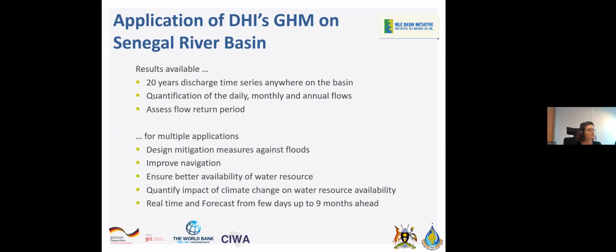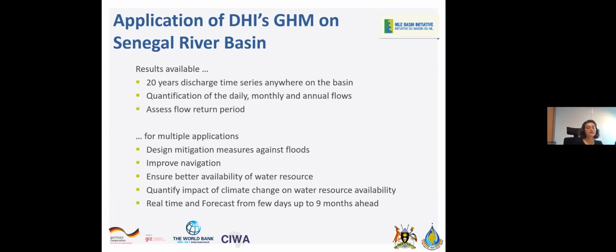For example, we use it to design mitigation measures against floods. We can also use it to improve navigation by designing new infrastructures or optimizing the existing ones. We can also use it to better understand the water availability in the basin and to manage water resources better. We can also use it to quantify the impact of climate change on water resources, because in this example we only use it with historical data, but we can also run simulations based on various carbon emission scenarios to assess and quantify the impact of climate change on river flows.